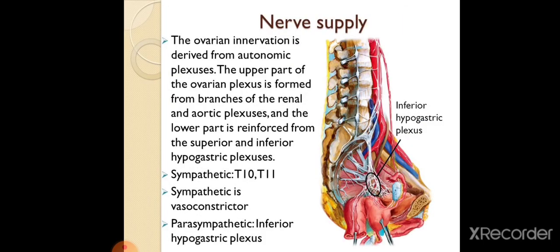Then the nerve supply. The sympathetic nerve supply is from T10 to T11 spinal nerves, and the sympathetic nerve supply is vasoconstrictor, and parasympathetic arises from inferior hypogastric plexus. In the diagram we can see the location of inferior hypogastric plexus which supplies the ovaries.